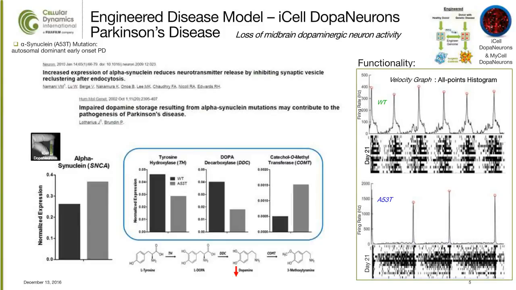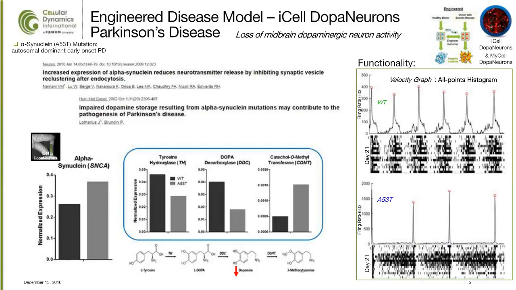The engineered Parkinsonian line that we have is an alpha-synuclein A53T mutation, which is an autosomal dominant early onset Parkinson's mutation. This has been investigated in many publications as one of the most well-known Parkinsonian mutations. The neurons that we have made this point mutation in display multiple attributes which would be in line with the idea that this is altering dopaminergic activity.